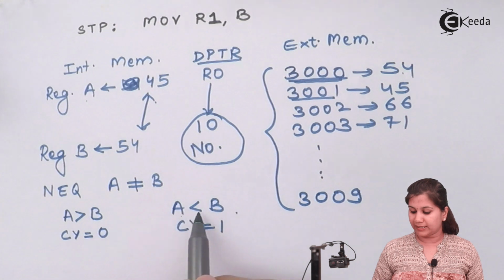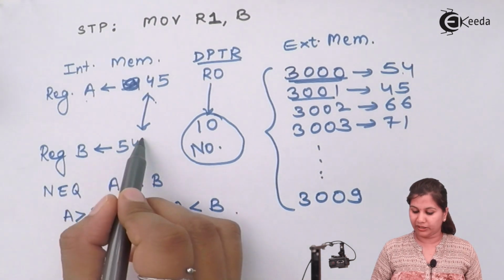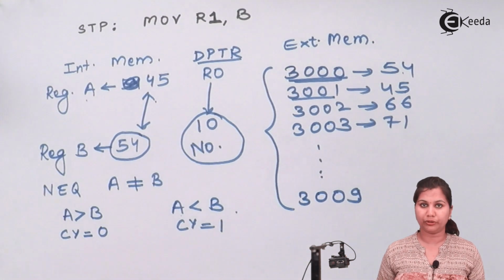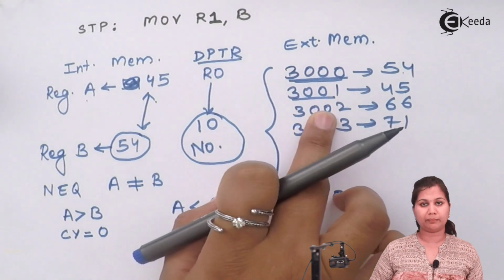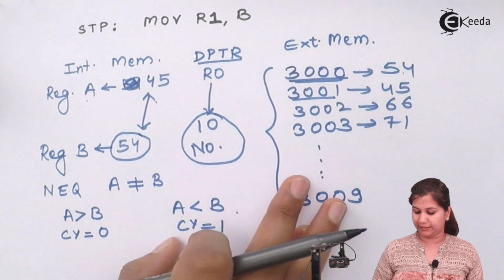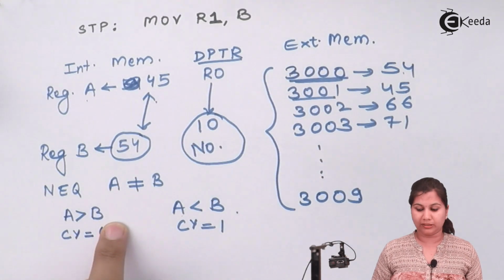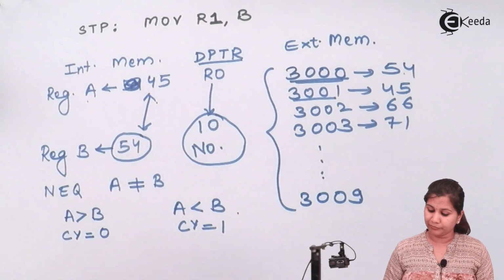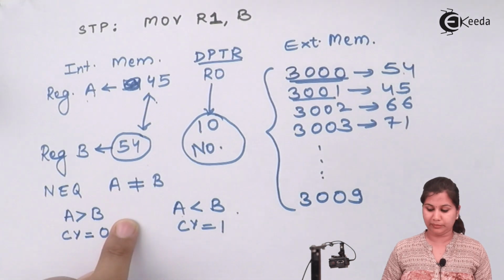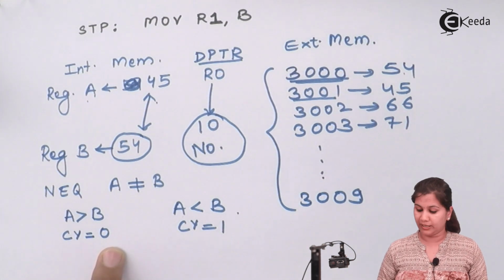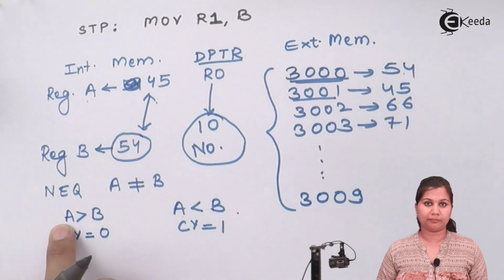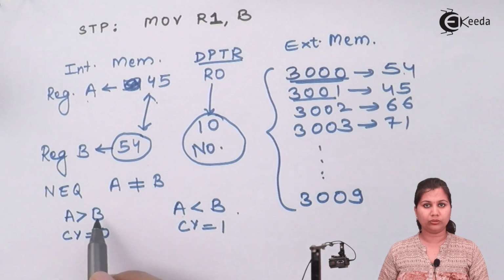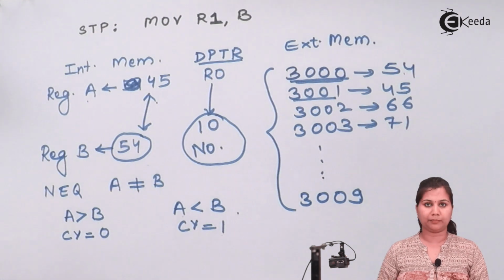If A is less than B, in B already we are having 54, that is our maximum number. So there is no replacement to do. Again repeat the process and do the comparison. If A is greater than B, suppose that in A we are having 45, A is not greater than here. In this case, if A is greater than B, then carry flag is not generated. In A we are having the maximum number, exchange the contents. Bring this maximum number into register B and repeat the process.